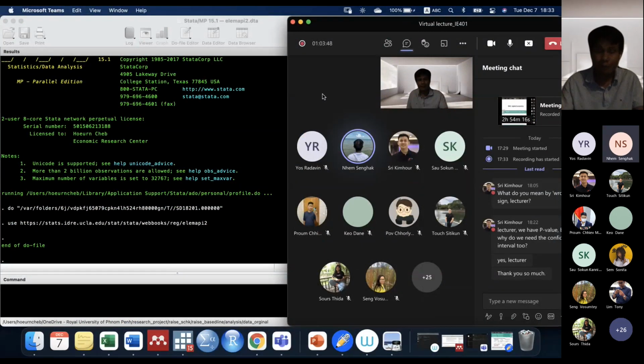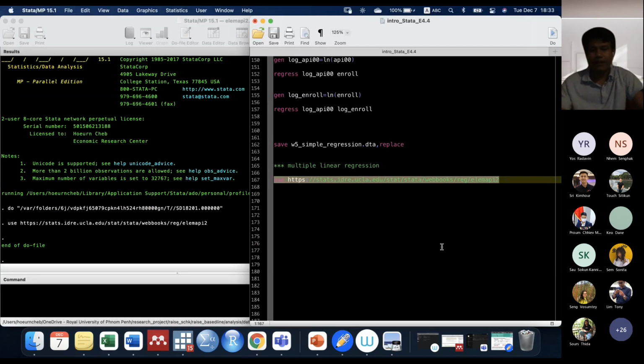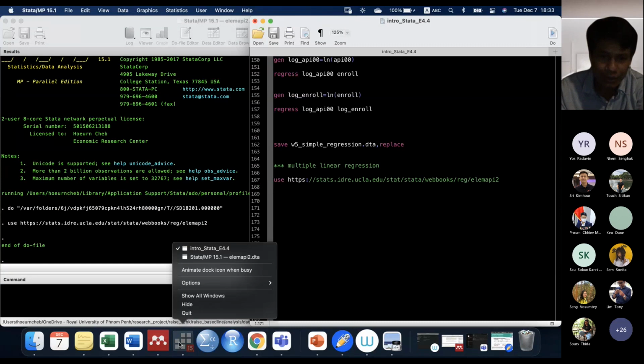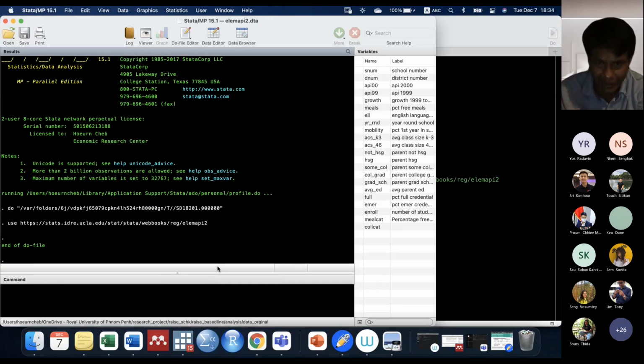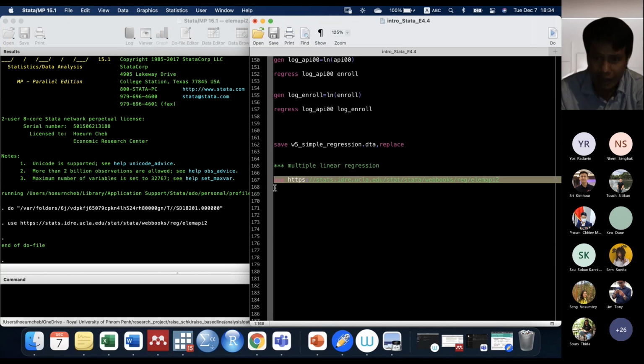Teacher, we no need to clear the previous data? Class, look at my do file. Normally, if you just open Stata, it starts with a blank, there is no data in your data right now. In your do file, you can continue. But when you analyze, select what you're going to run.